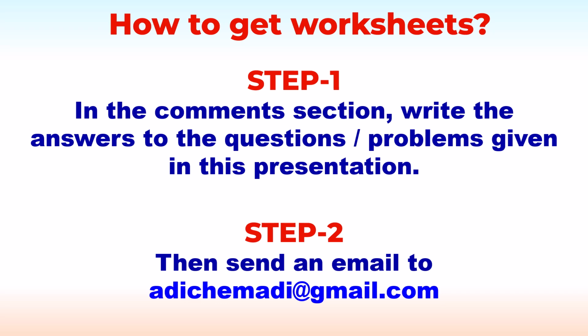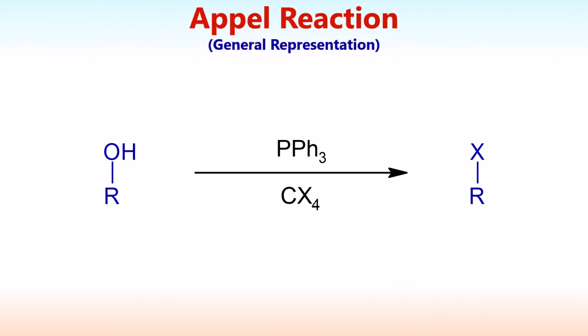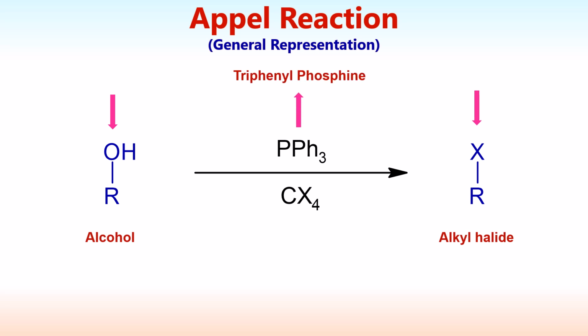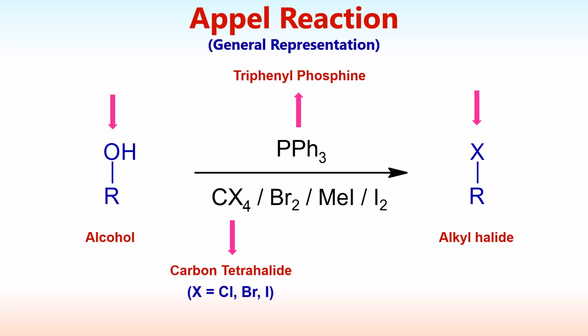Let us now begin with the general representation of the Appel reaction. The Appel reaction involves the conversion of an alcohol into the corresponding alkyl halide using triphenylphosphine and a suitable halogen source. Carbon tetrahalides are commonly used as a source of halide ions. In addition, bromine can serve as a source of bromide, while methyl iodide or iodine can be used as sources of iodide.